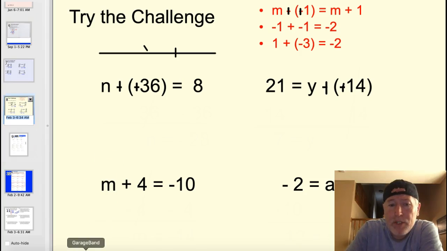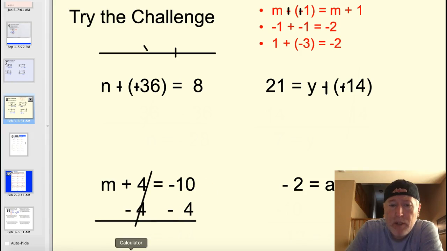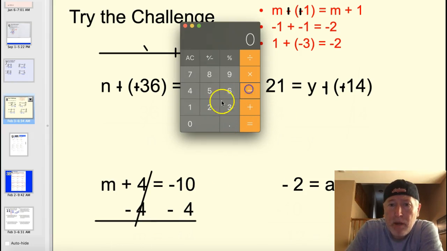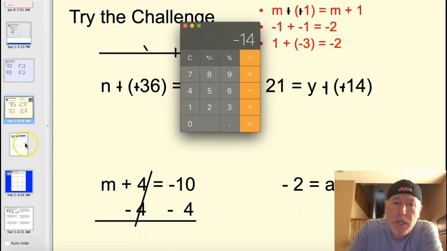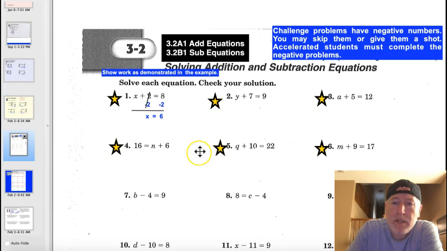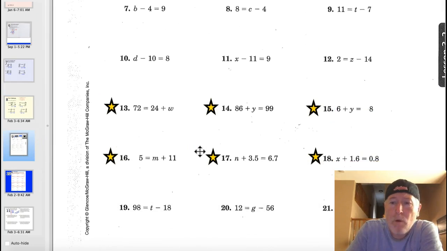Go back and maybe just take a look at this real quick. Let's just look at this problem down here. Put the calculator in. Just take a minus 10. Minus 10. Minus 4, it gives you the minus 14. So I mean, these ones down here, you can solve those. That's not a big deal. You can do that. All right. At this point in time, you're ready for the quiz.